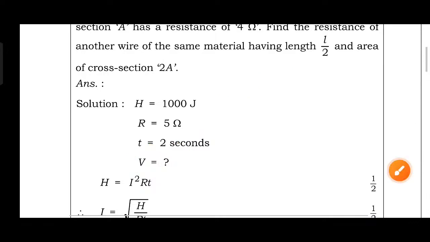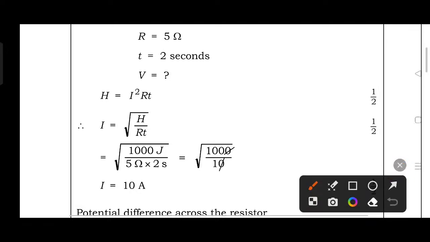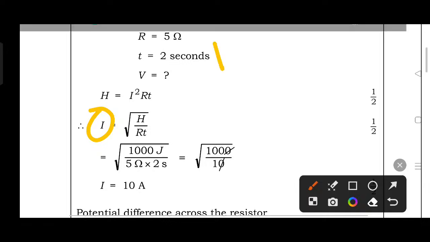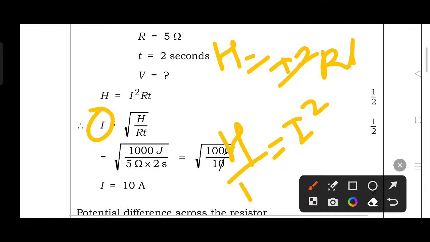We already know the standard formula for Joule's law of heating: H is equal to I square R T. In this case, what do we want to find out? We want to find I, because in the question they have not given the electric current. So we alter this formula. H is equal to I square R T. We keep I square on one side, and we bring R T downwards to H.